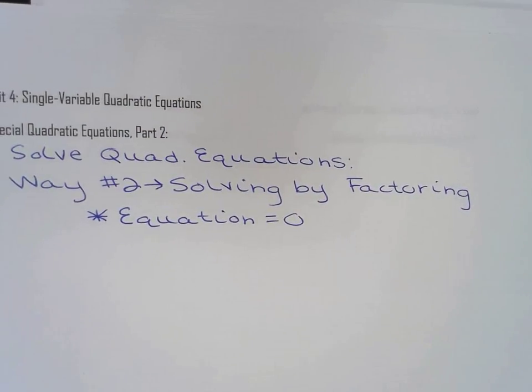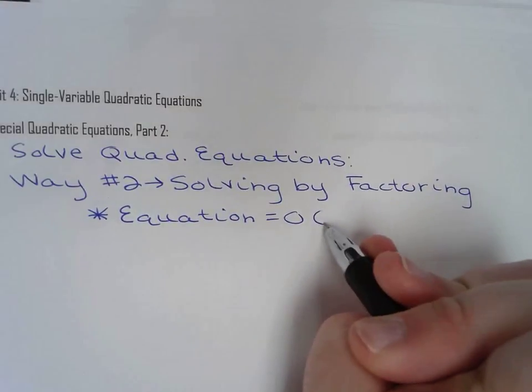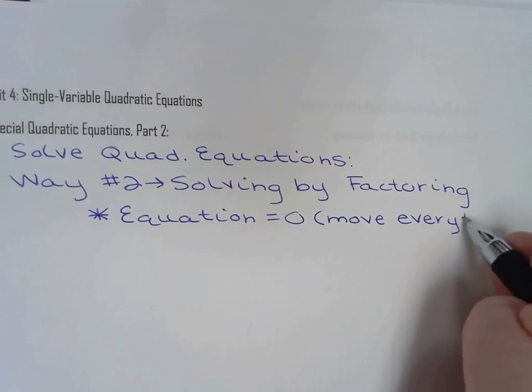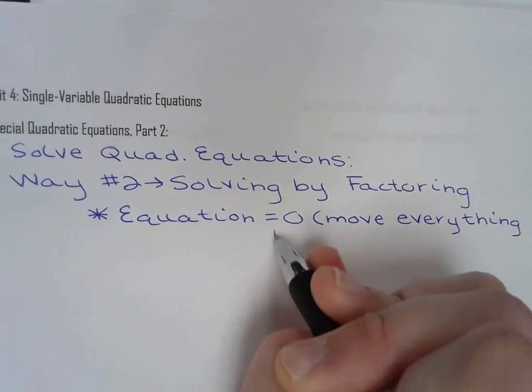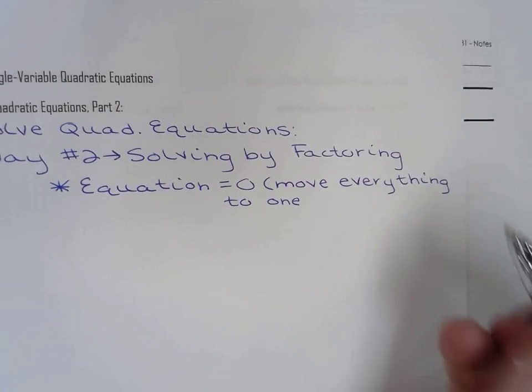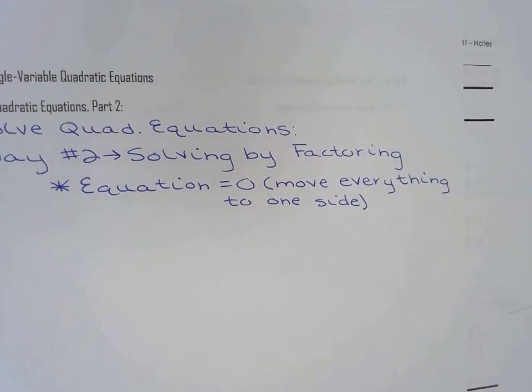So a little different than the square root. With the square root, you end up with x squared equal to a number. Solving by factoring, you want to get the equation equal to 0, which means move everything to one side. Sometimes that will already be done for you, sometimes it won't be. Each one of these ways has different ways that you have to set them up. So solving by square root, you get x squared equal to a number. Solving by factoring, you move everything to one side and get it equal to 0.